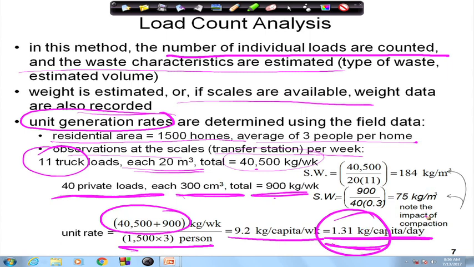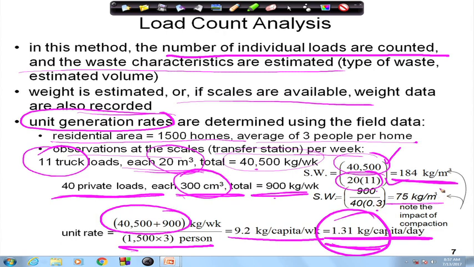The other thing that has been shown here is basically the density values. For this particular waste, it came with 11 trucks of 20 meter cube, so this is the volume, and this is mass upon volume, so you see 184 kg per meter cube. For individual loads, this is mass divided by volume: 40 private loads, each 300 centimeter cube, so that is 0.3 meter cube, and then you get 775 kg per meter cube.